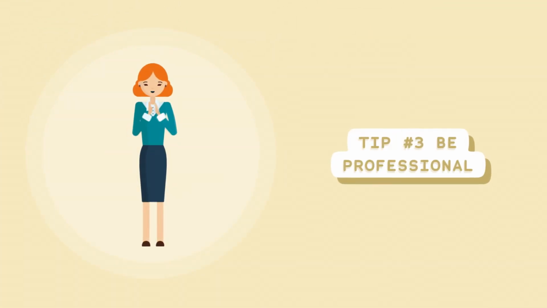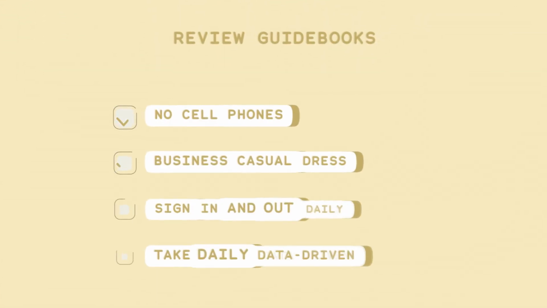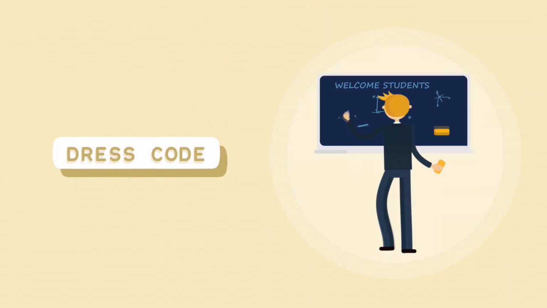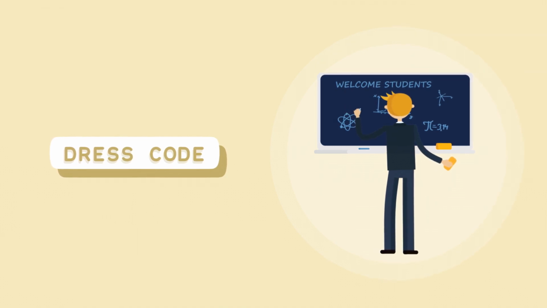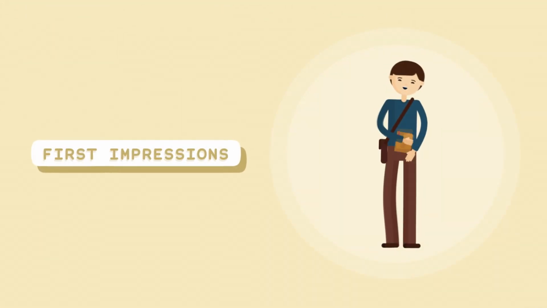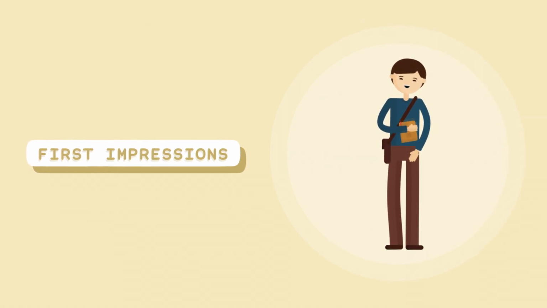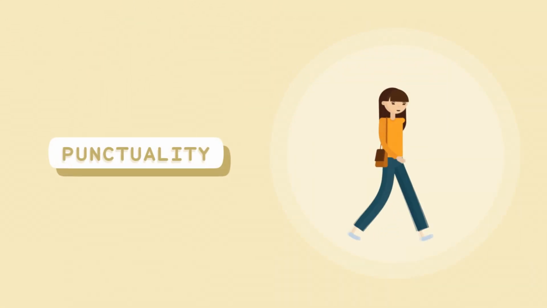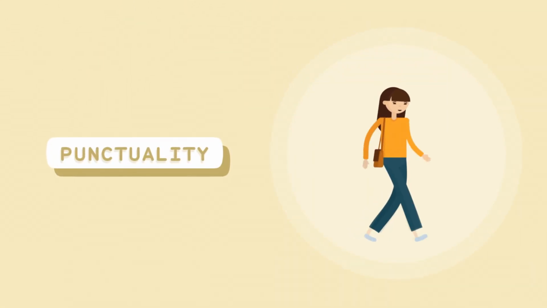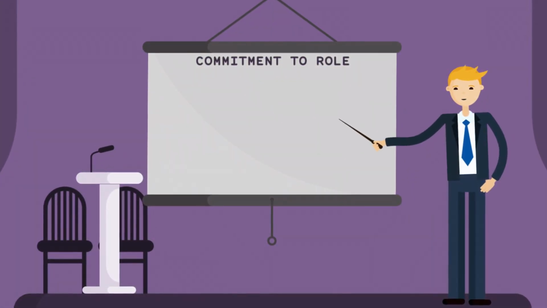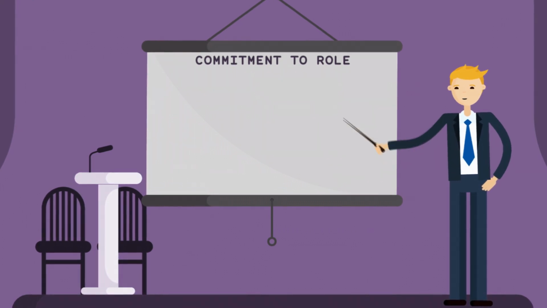Number 3, be professional. I'll preface this by asking you to review your school's individual guidebook for dress code and professionalism. They may vary, but here are some important tips. Dress up. It is always better to be overdressed than underdressed over the first few days, especially if you are working in the student's home. Arrive 15 minutes early during your first week. First impressions only happen once, and being early is one of the best ways to show that you are committed to this position and your student.